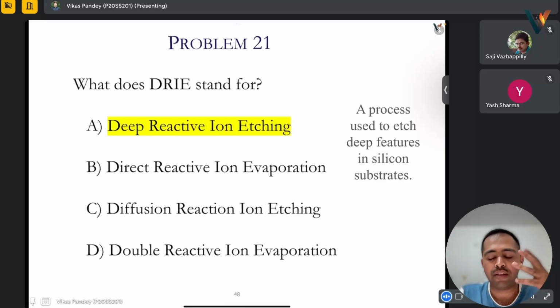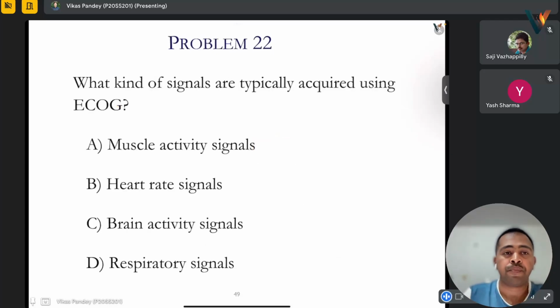We have not gotten deep into the etching process. There is something called wet etching, and something called dry etching. Wet etching is where you put the sample inside a wet chemical, and dry etching is something where you are doing it using plasma mostly. Okay, so this is deep reactive ion etching. This is part of a dry etching process.